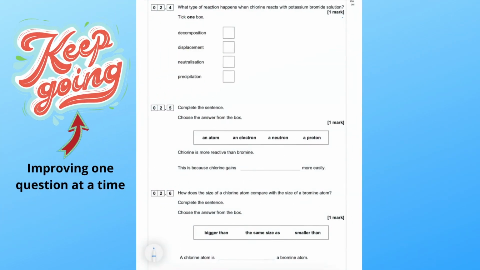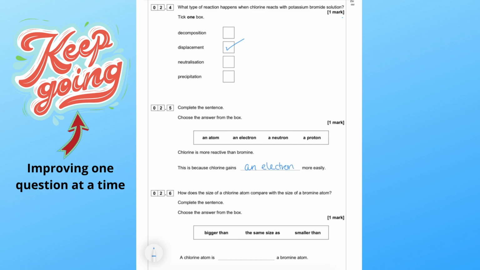What type of reaction happens when chlorine reacts with potassium bromide solution? So we have a more reactive element displacing a less reactive element, and that's a displacement reaction. Complete the sentence and choose from the box. Chlorine is more reactive than bromine. This is because chlorine gains an electron more easily.